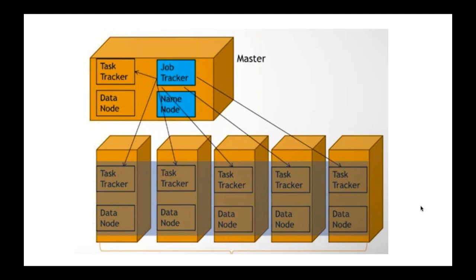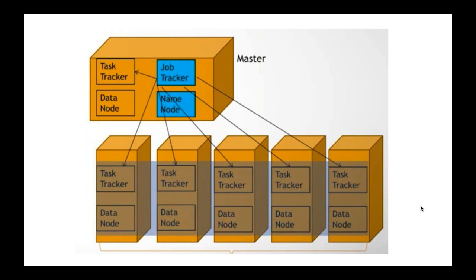So the task tracker keeps track of the status of the job and reports back to the job tracker about the status of the task, and makes sure all these map jobs run in parallel on the task tracker slave nodes. Okay, so this is all about the MapReduce process and its sequence.